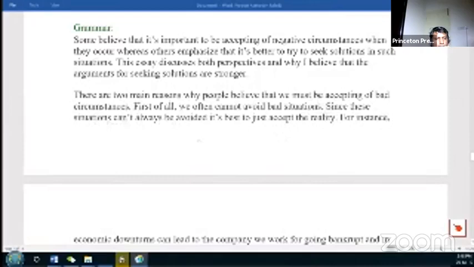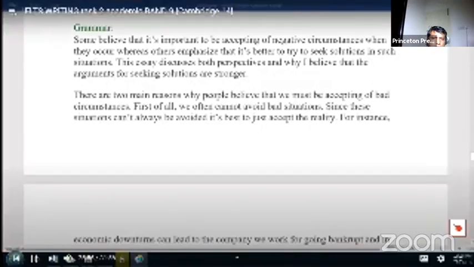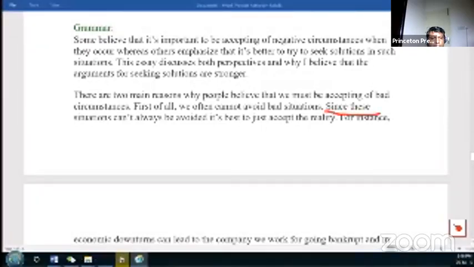So really what the examiner is looking for is a range of sentence types, and they're particularly looking for complex sentences, which are sentences that have dependent clauses in them. So you can see that first sentence is quite a long sentence. The use of whereas in there is quite useful to extend that sentence. Here's what I mean by dependent clause. When you see a word like since or because, this creates dependent clauses. Since these situations can't always be avoided.